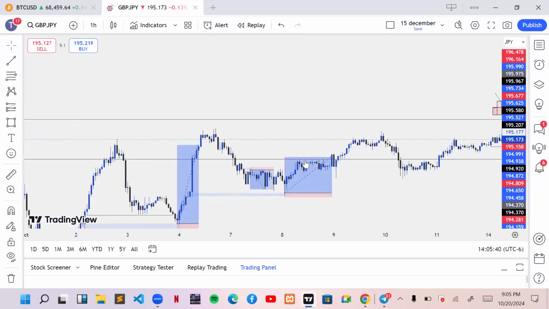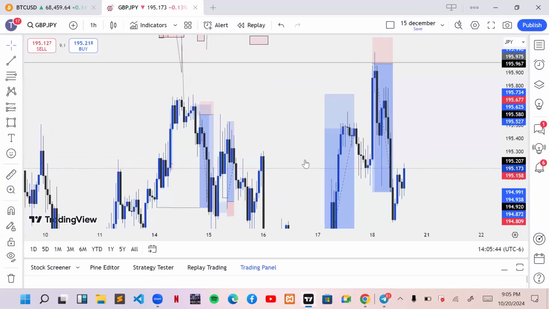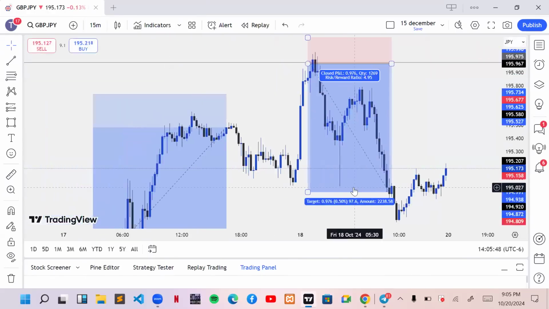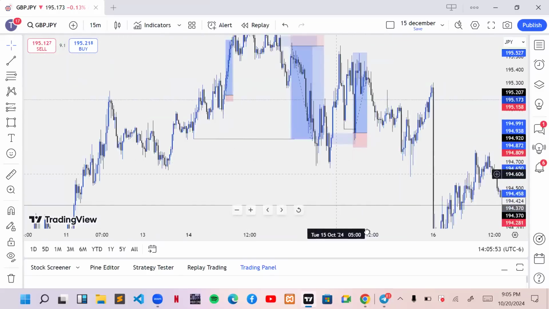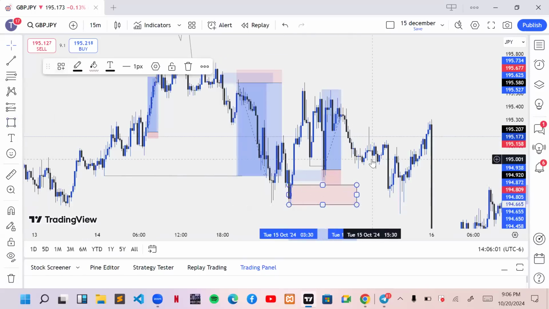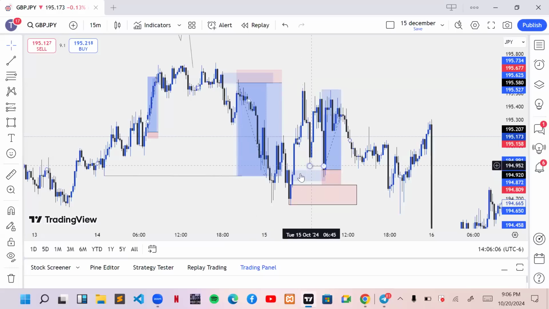There was a trade on GJ last week. Let me see if I can find GJ. I think I took that trade. They had this trade. This is the inducement. This is our breaker block, and there's another block down here. Market picked from this breaker block because this is the inducement, and this breaker block is the one that is closest to liquidity.